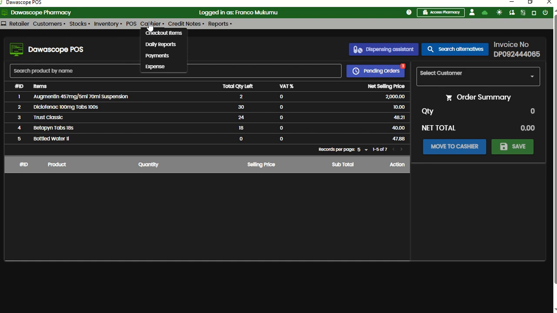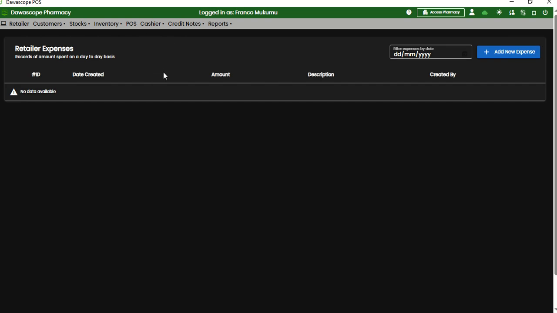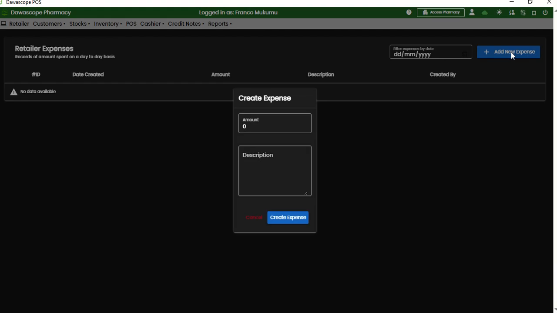You go to cashier, you select expense, and you add the expense. If you buy your staff lunch, or a bulb is broken and you are replacing it, and you are using the daily sales revenues to do that, you should record that as an expense. Remember, that expense will be subtracted from the daily revenues.